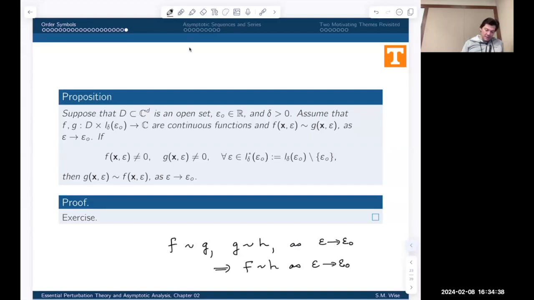Okay, so what do we have to show? On the one hand, we know that F over G has limit 1. And we also know that G over H has limit 1, right? So their product will have limit 1. And since we can cancel, then it is transitive. In that case, you should probably assume that none of the functions are zero, except possibly at the point epsilon naught.